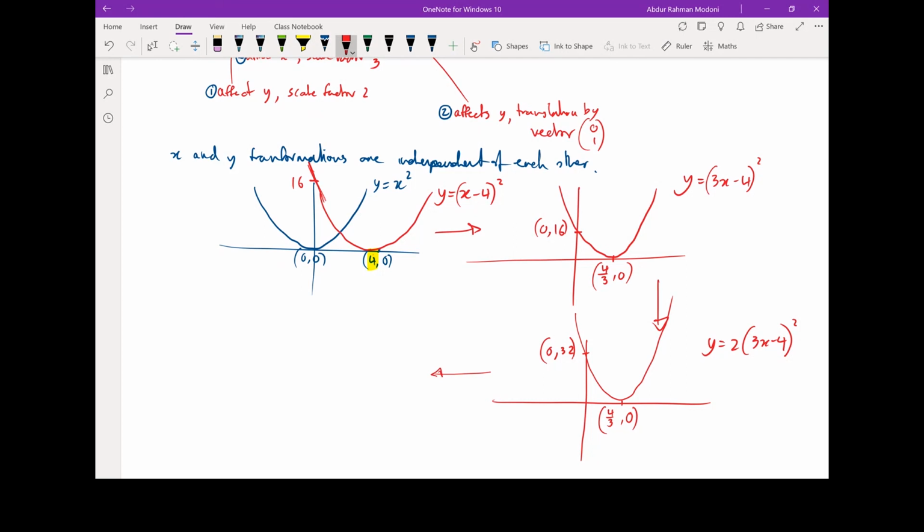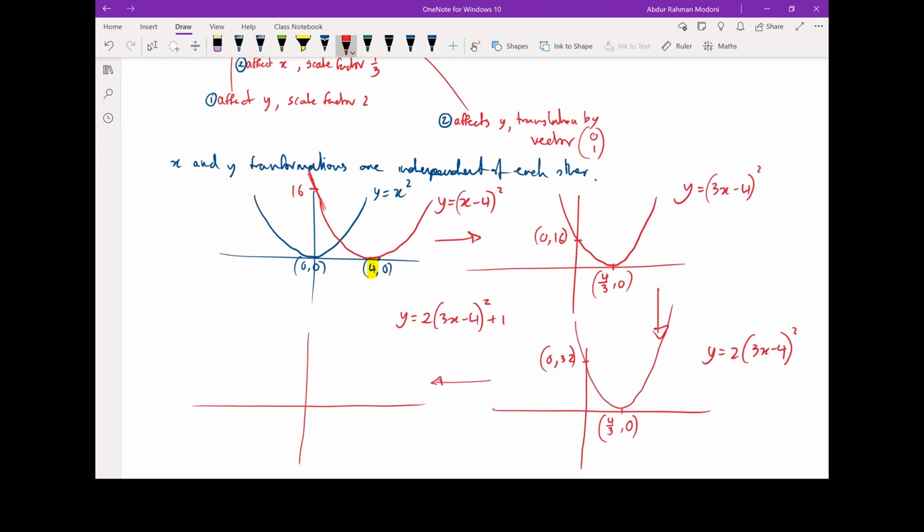Apply the final y transformation. The final y transformation takes the previous one, 2 lots of (3x minus 4) all squared, and the y transformation is plus 1. So a translation in the y by plus 1. All the y values get added by 1. So what happens there, the (4/3, 0) would then become (4/3, 1). The (0, 32) would become (0, 33). Okay, so it looks something like that. This becomes (0, 33).